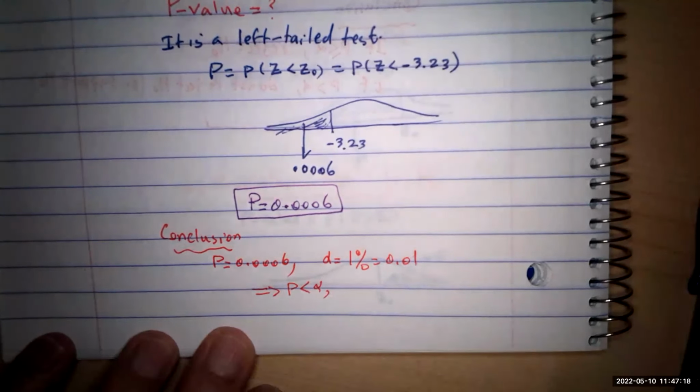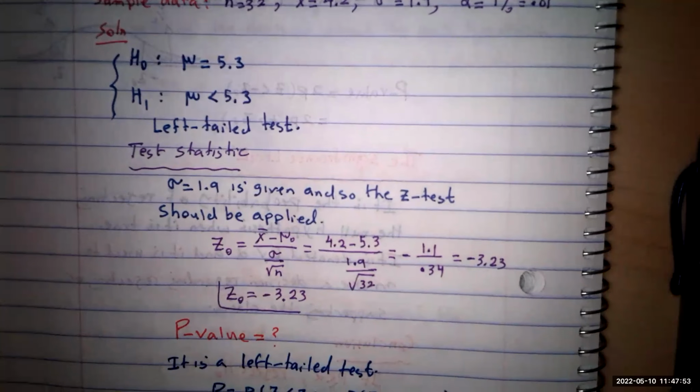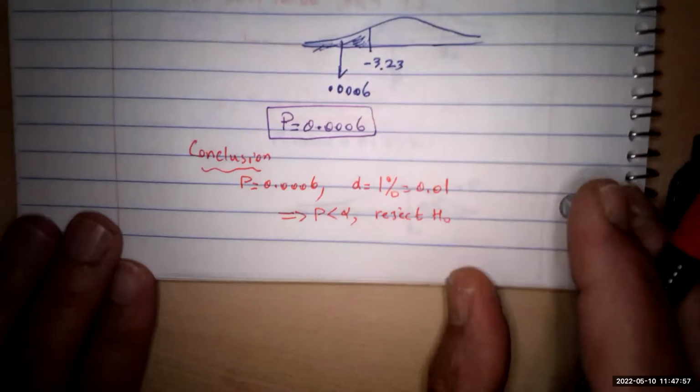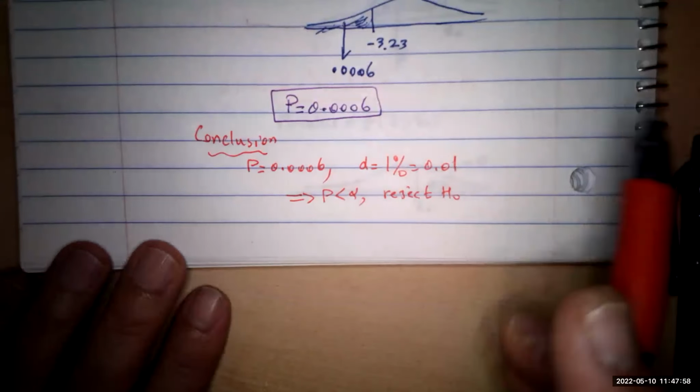But you are not done. You have to tell us what you're going to do about the claim. When you reject the H naught, this means you support the alternative, which is H1. So you have to write something nice about the H1. You believe in H1, but this is how we word it.